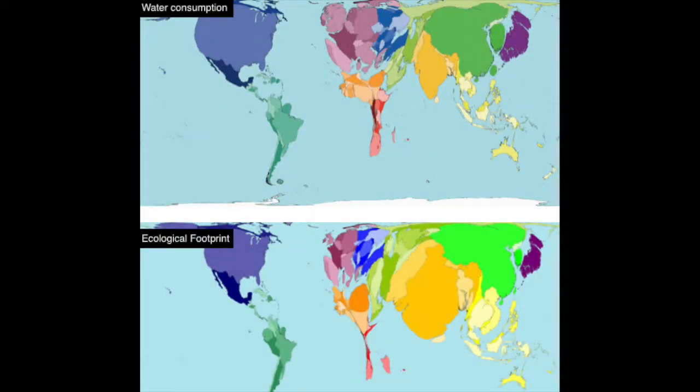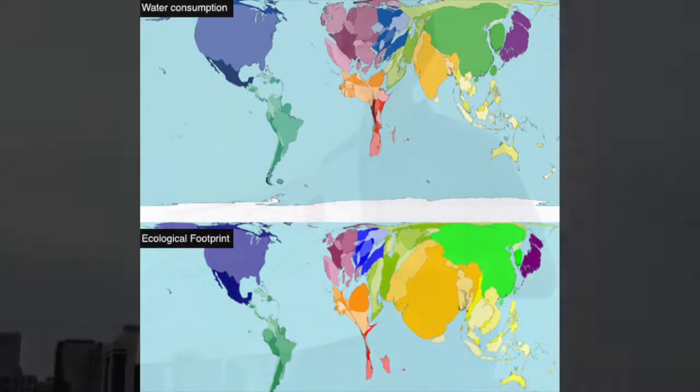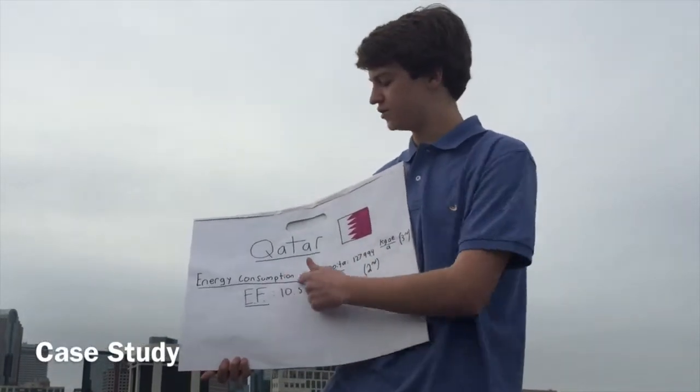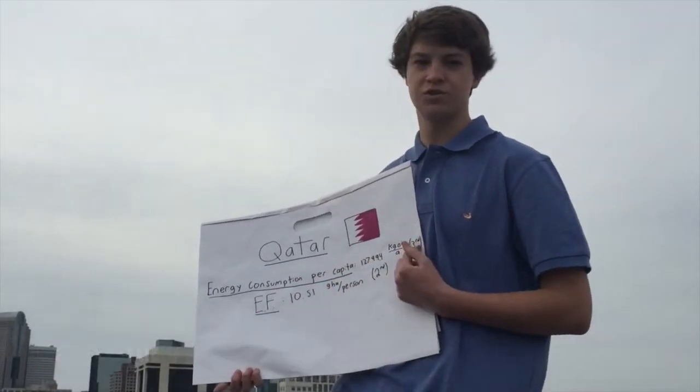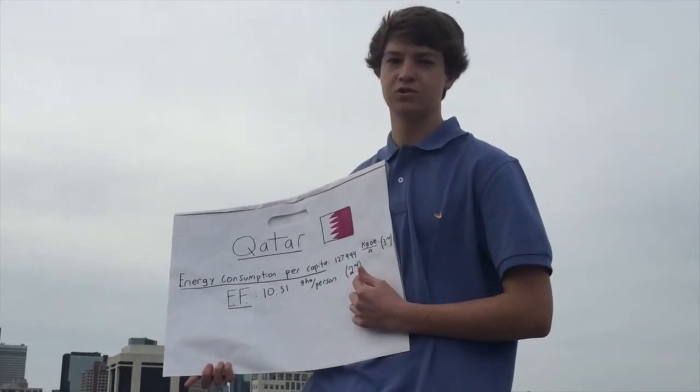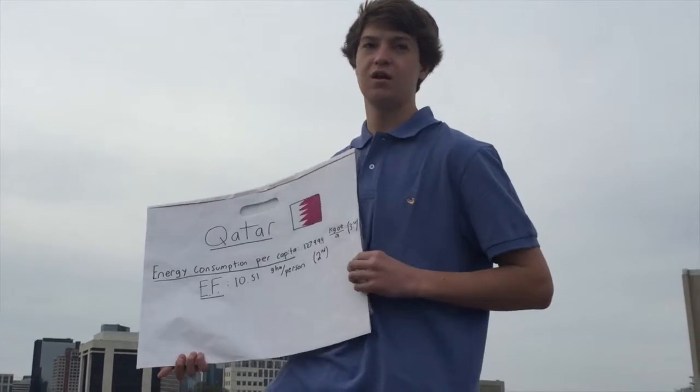What you are looking at here are two maps distorted for water consumption on the top and ecological footprint on the bottom by country. As you can see, there is a positive correlation because most countries are the same size. An example of a country that shows this relationship is Qatar. Qatar has high energy consumption, ranked 3rd among countries around the world, and a high ecological footprint, ranked 2nd among countries around the world, thus showing a direct correlation between the two.